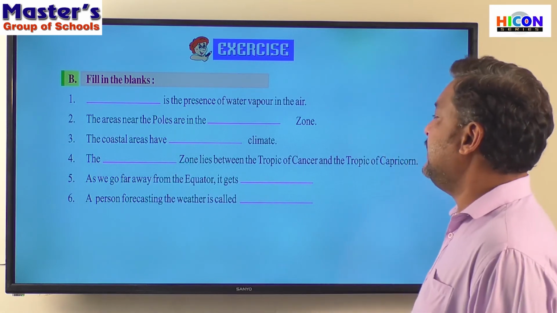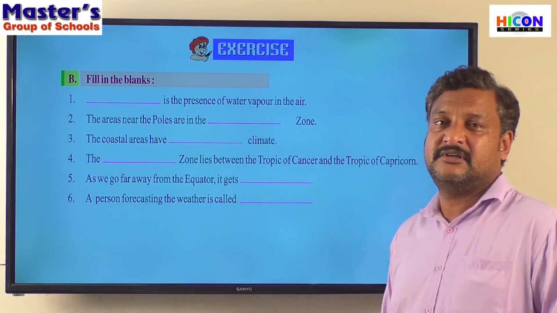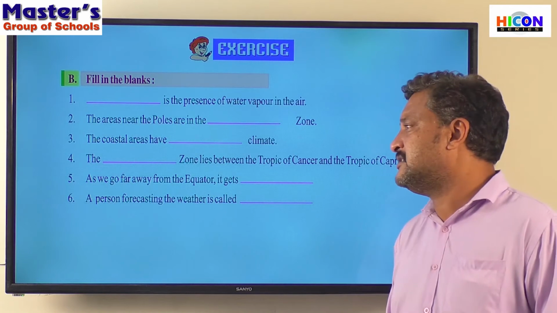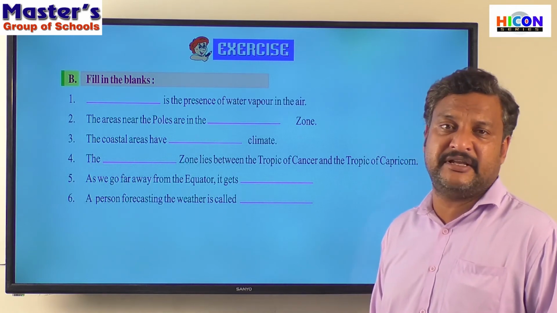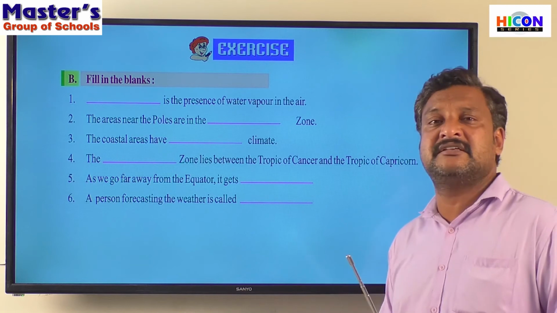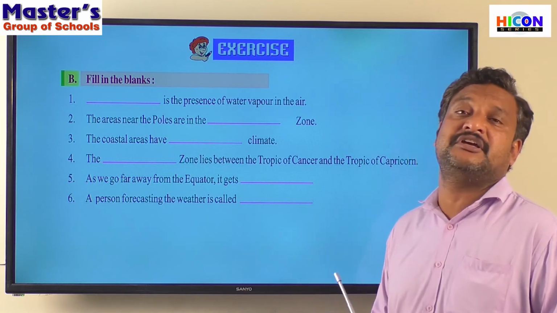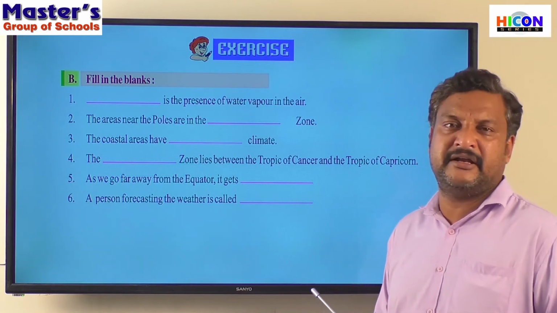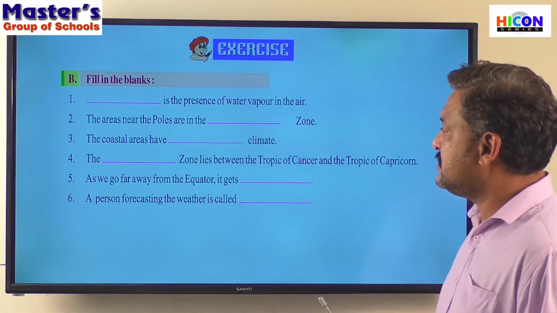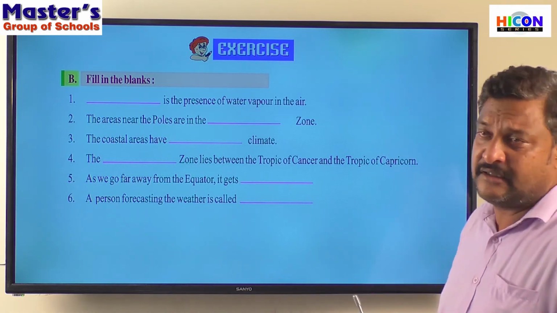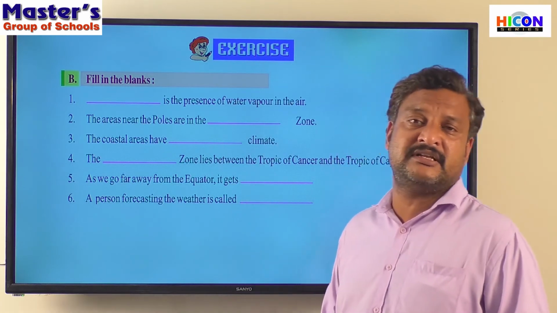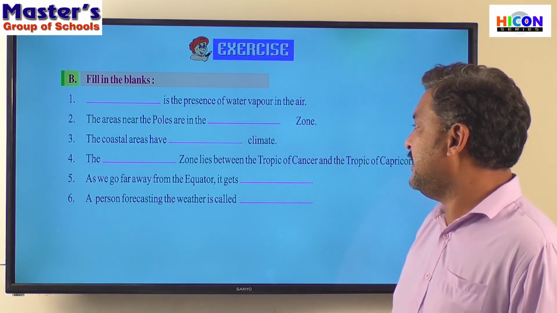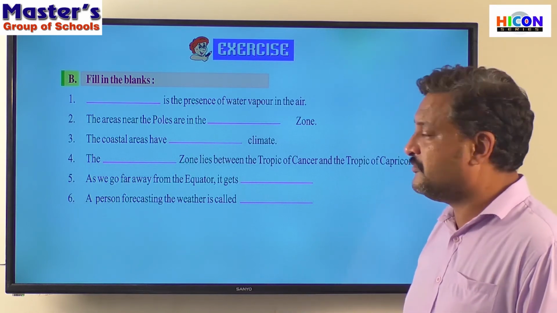Now, the coastal areas have a dash climate. Again, we have this with the example of Delhi and Mumbai. So Mumbai is on a coastal region, and Mumbai experiences moderate climate, whereas Delhi, an interior city, experiences extreme climates, extreme hot and extreme cold. So the coastal areas have a moderate climate. So what kind of a climate is found in the coastal areas? Moderate climate.